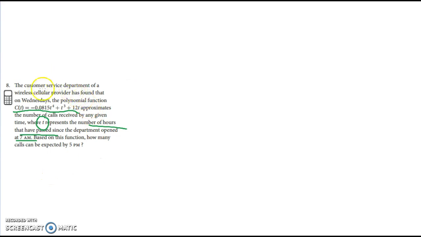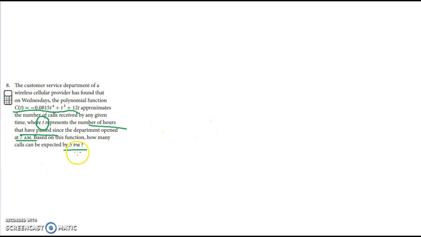Okay, so we just have this function, where it looks creepy, but regardless, it's fine. But the most important thing that we need to know is, given a function, what does the t represent? So they said the t value in this function is the number of hours after 7 a.m. So it says, based on this function, how many calls can be expected by 5 p.m.? Well, okay, so that was weird. That happened by accident. Sorry about that.